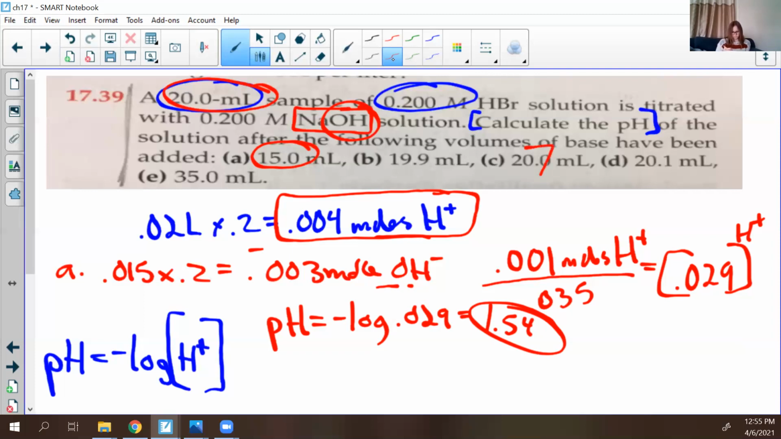Why? Equal moles of acid and base there. All right, I will do B, you can do it yourself. Let's look at D together. I'm skipping to D. I'm going to erase all this stuff.